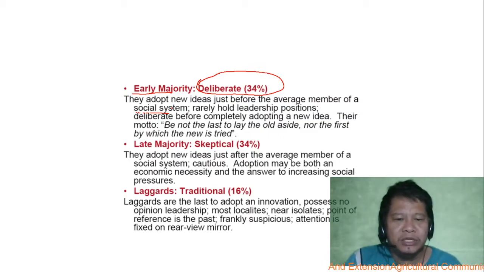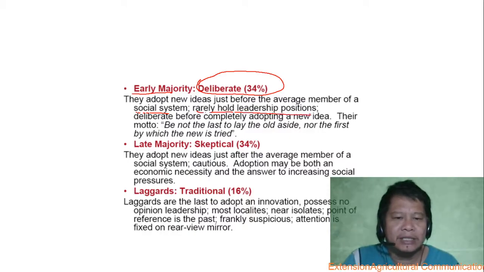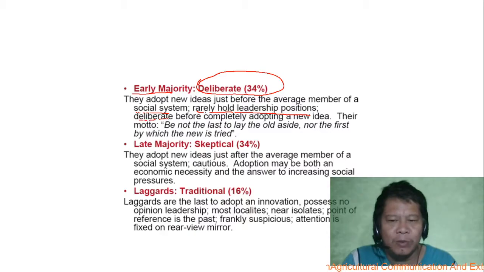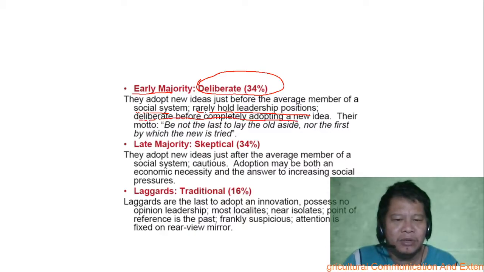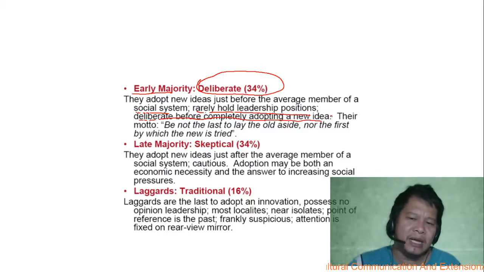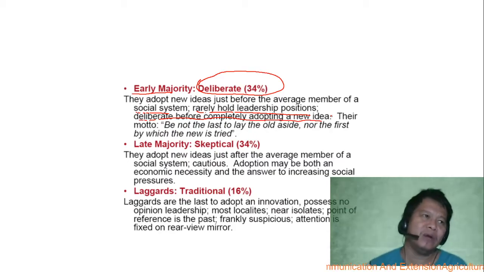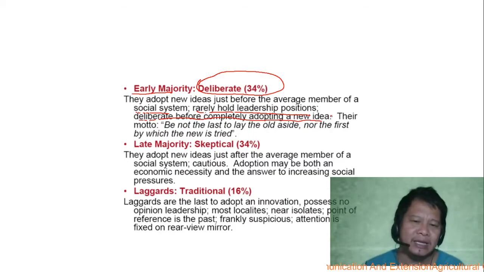They rarely hold leadership positions. Itong mga early majority, wala kasi nag-hold og leadership position. They deliberate before completely adopting the new idea. Ibig sabihin, ilang gi-evaluate, gi-deliberate pod, kung maayo ba o dili. Their motto, usually sa mga early majority: be not the last to lay the old aside, nor the first by which the new is tried. So, dili sila ang pinakauna, dili pod sila ang pinaka-last nga nag-adapt, no? Okay.